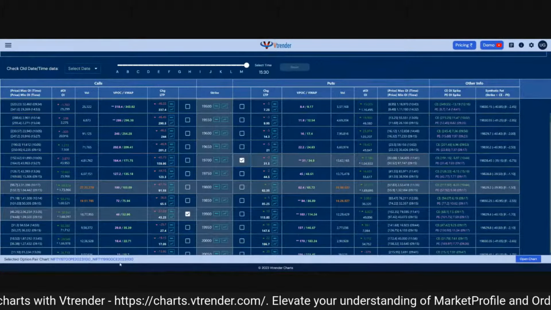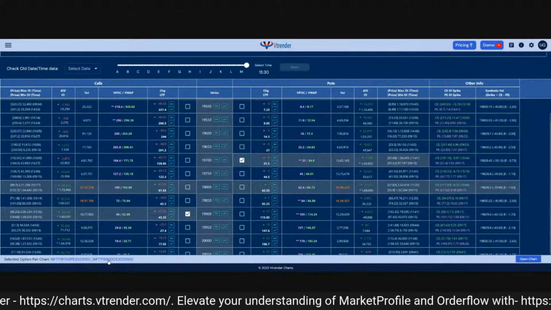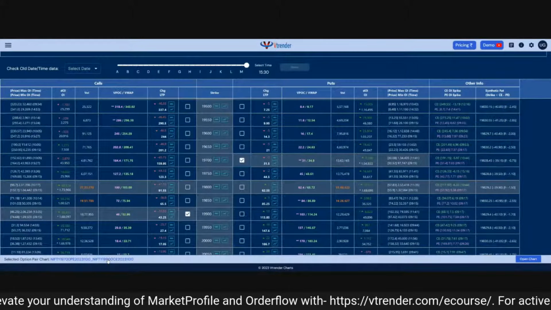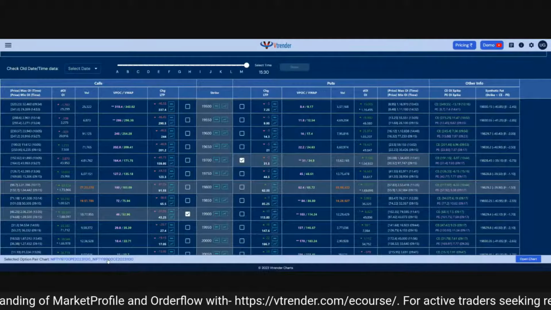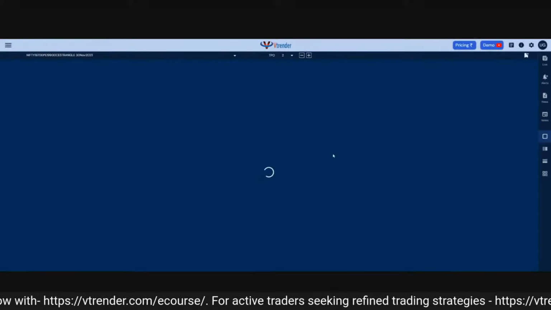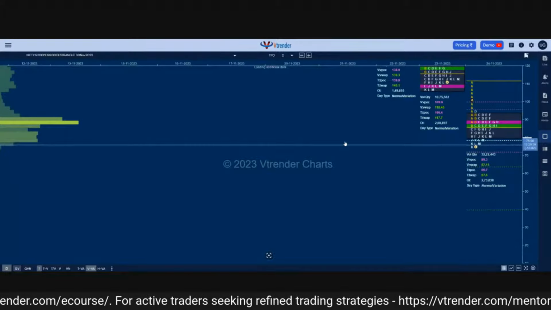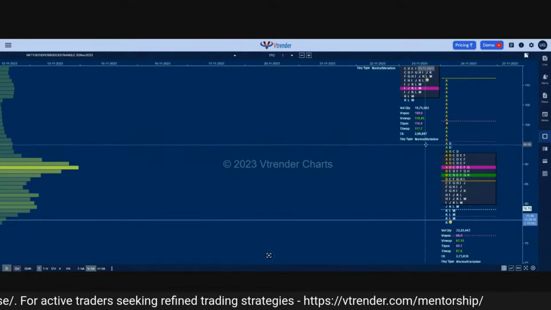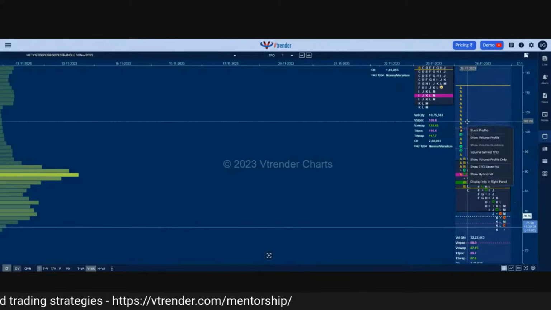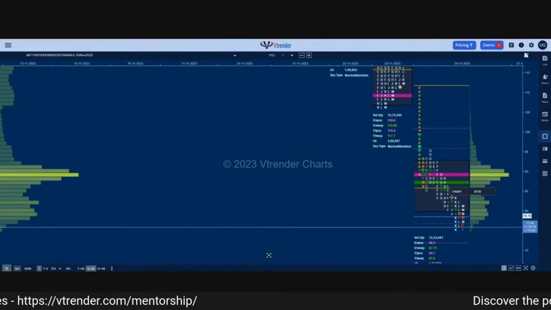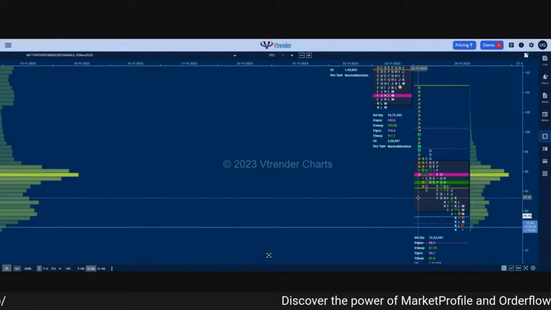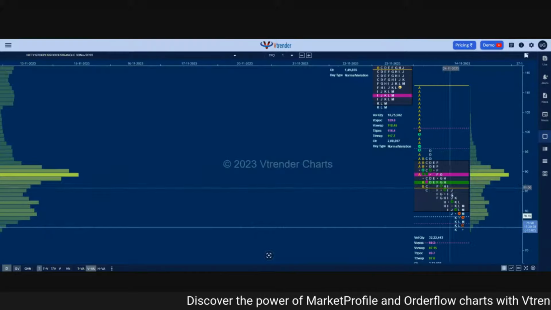So as soon as you select this, you will get a pop-up saying that the selected option pair is 19,700 put and 19,900 call. So we just need to click on this open chart, and it opens up the straddle chart of that particular combo. So this is the straddle chart of today of 19,900 call and 19,700 put. So we have a similar kind of a structure in this.